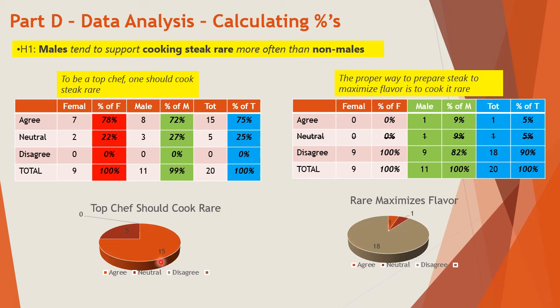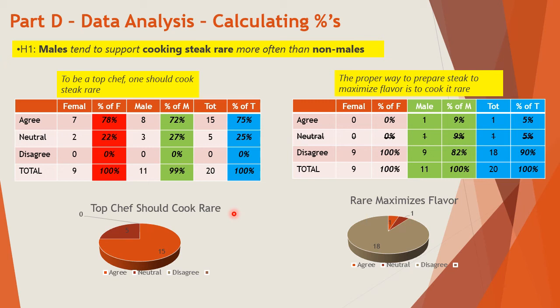Here we see we have a very large percentage of agreement. And here we see we have a very small percentage of agreement. So it's confusing. We have opposite things when we thought these should be alike. And so part of your discussion in your PowerPoint is, what are some possible reasons that the data doesn't agree? Why aren't the females agreeing that it maximizes flavor as well as a top chef would cook it rare?